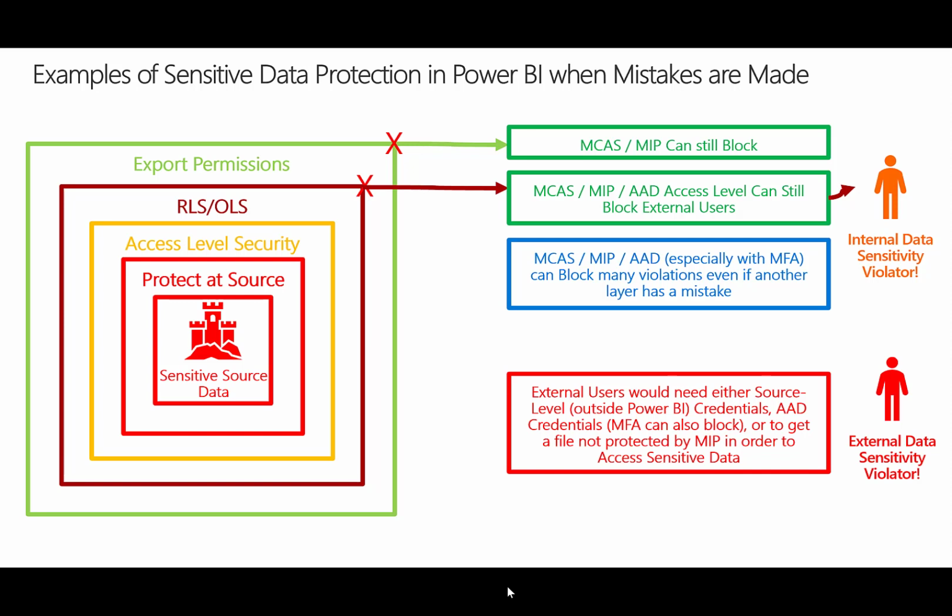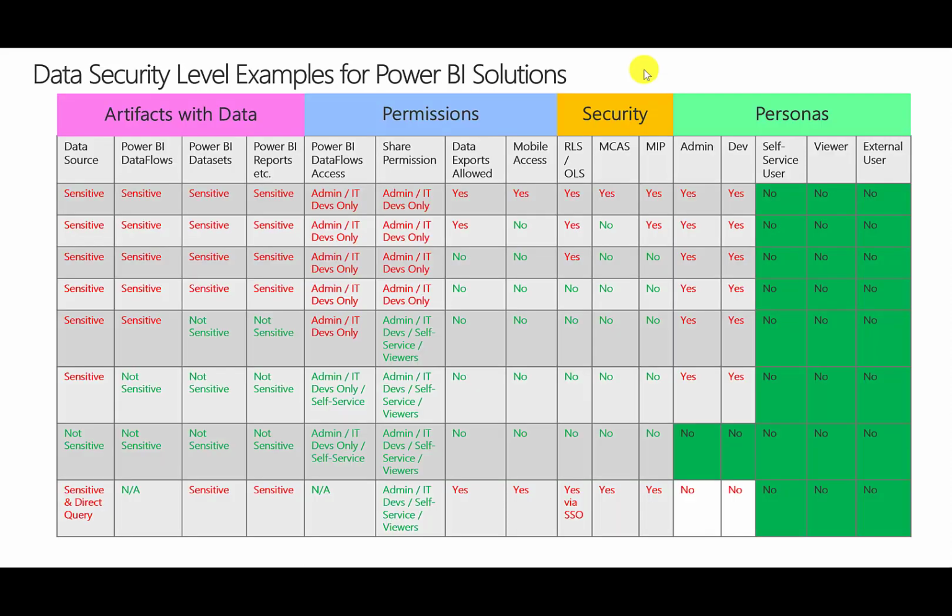Effectively, external users would either need source-level credentials at the source-level database to go get sensitive data. Within Power BI, they'd need some sort of Azure Active Directory credential. MFA can also help mitigate that risk. Or if they get a file that's been exported from a solution, MIP could prevent them from being able to see that data in the export.